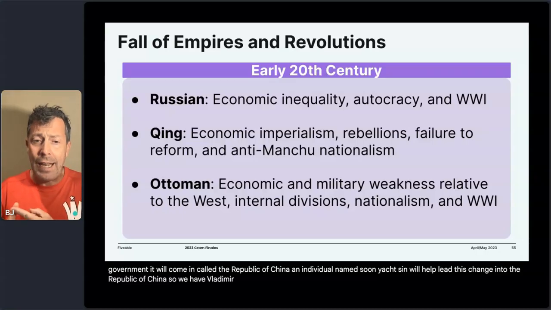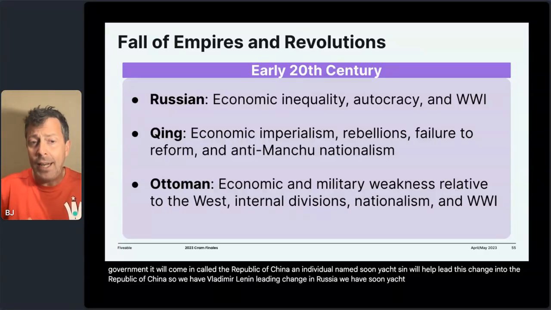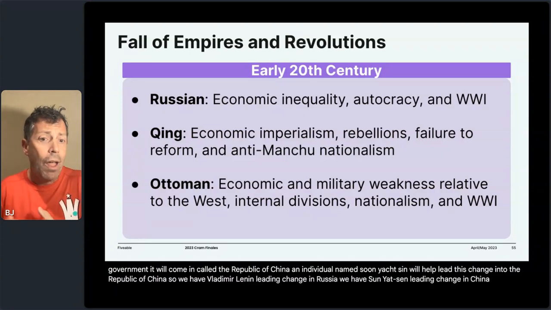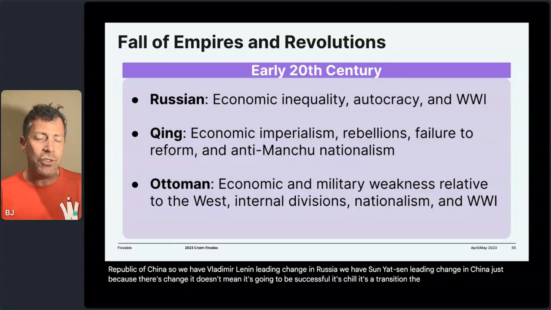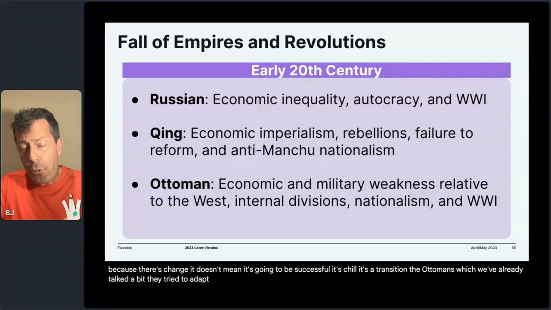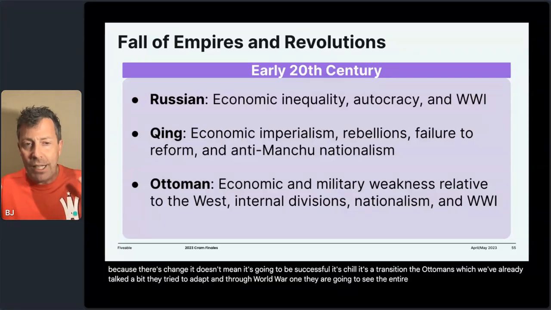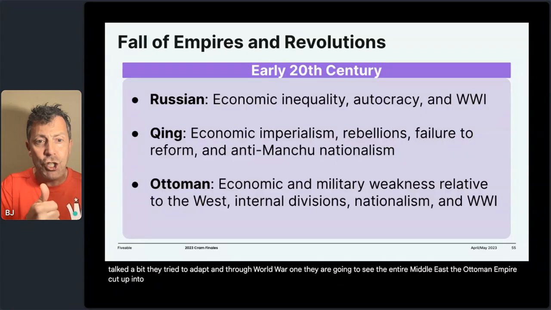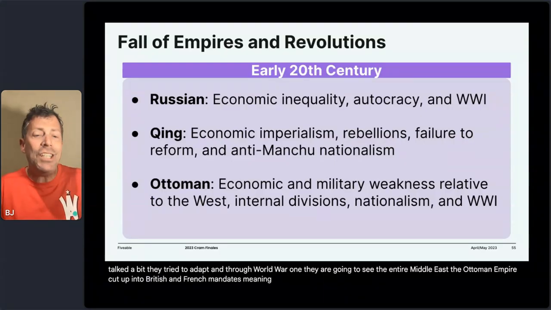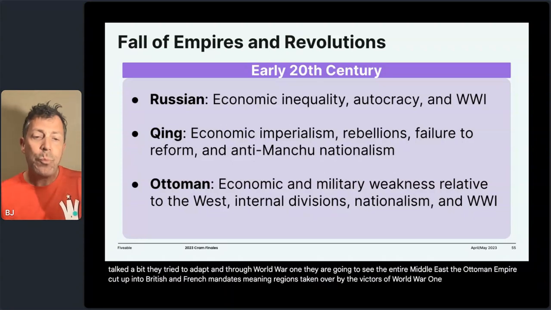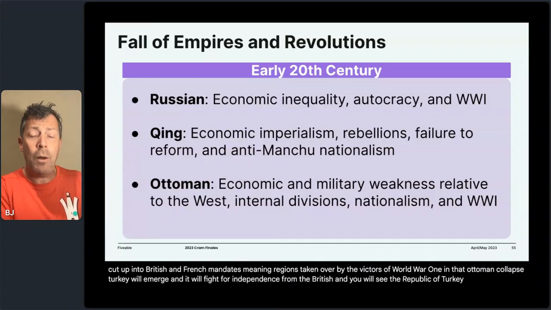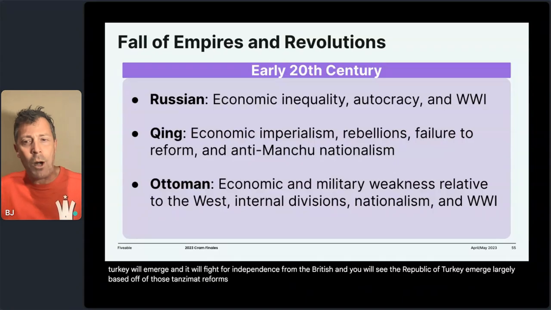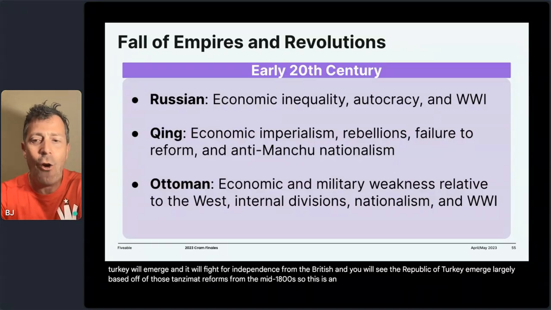So we have Vladimir Lenin leading change in Russia. We have Sun Yat-sen leading change in China. Just because there's change, it doesn't mean it's going to be successful. It's a transition. The Ottomans, which we've already talked a bit, they tried to adapt, and through World War I, they are going to see the entire Middle East, the Ottoman Empire, cut up into British and French mandates, meaning regions taken over by the victors of World War I. In that Ottoman collapse, Turkey will emerge, and it will fight for independence from the British, and you will see the Republic of Turkey emerge, largely based off of those Tanzimat reforms from the mid-1800s. So this is an era of transition.